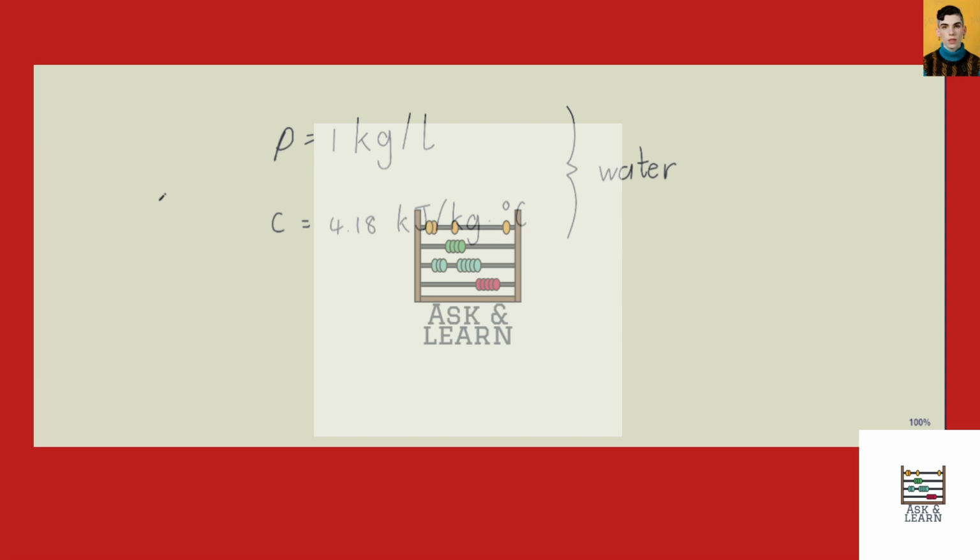The energy stored in the glass containers themselves is negligible, and the house is maintained at 22 degrees Celsius at all times. Now, the density of water at room temperature is 1 kilogram per liter, and the specific heat is 4.18 kilojoule per kg degree Celsius. These we get from our tables.